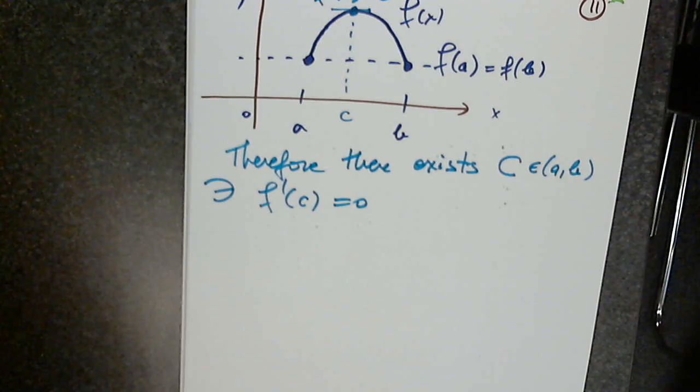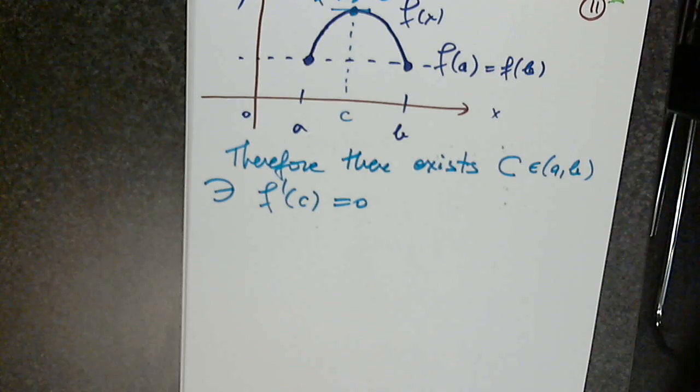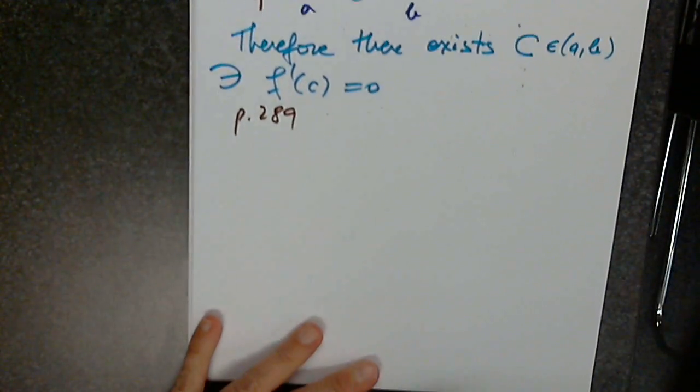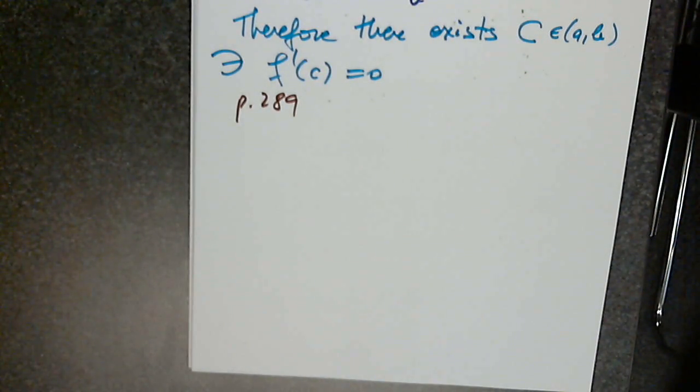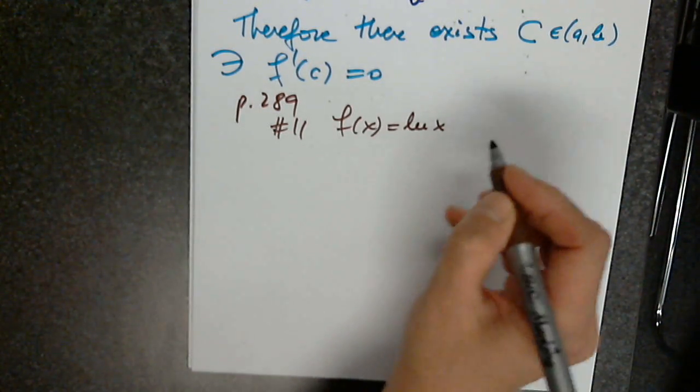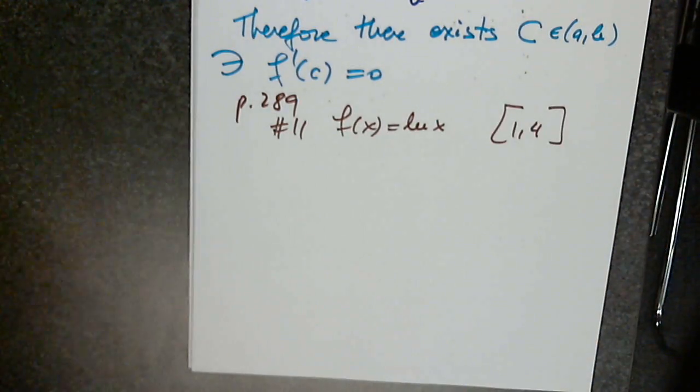Okay, so before we look at the mean value theorem, I'd like to look at a problem. Let's say on page 289, yeah, why not? Let's look at 11. f of x equals natural log x on the interval [1, 4]. Verify that the function, oh no, I jumped. Verify that the function satisfies the hypothesis of the mean value theorem. So this has to wait. I'll come back to it.